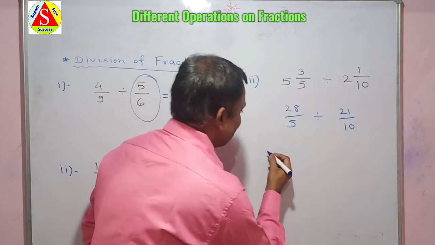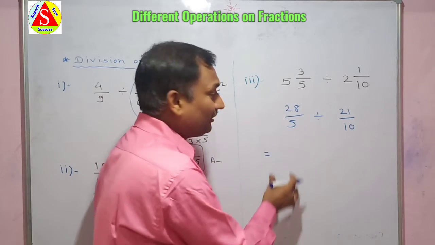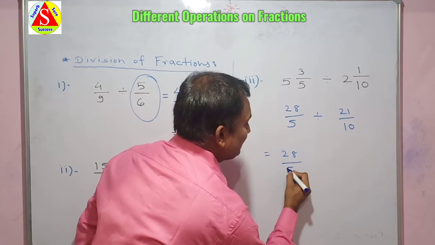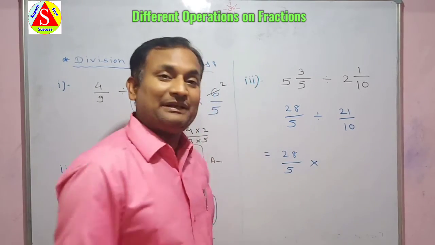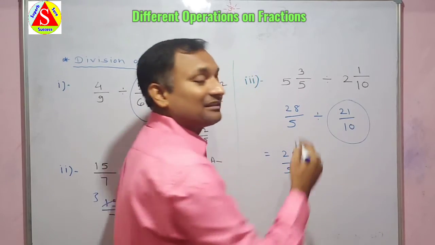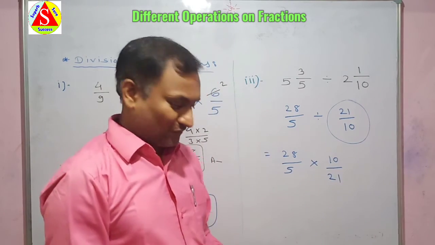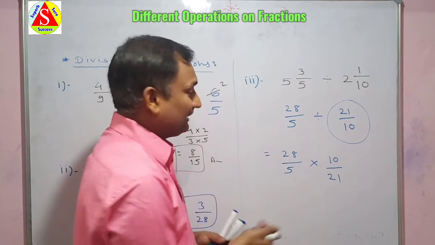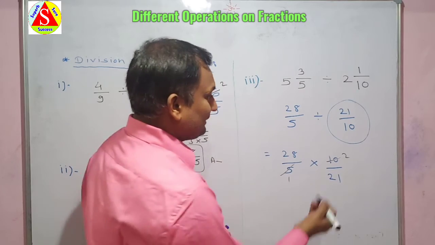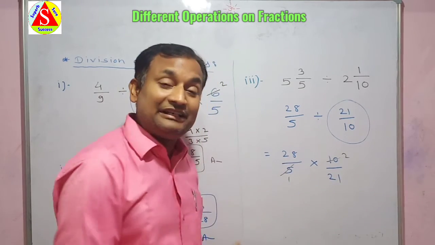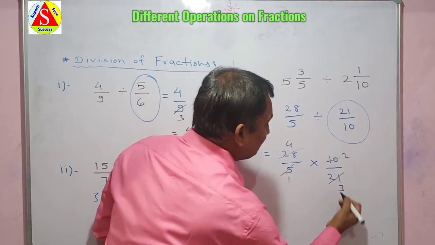Now we can simplify or find the division of both terms. First of all, you rewrite the first term as it is, and convert this division sign into multiplication sign and find the reciprocal of the second term. So here we will have 10/21. Now we can cut, we can reduce it. So we can cut 5 1s are 5 and 5 2s are 10. Similarly, we can cut 28 and 21 by a common factor, that is 7. So 7 4s are 28 and 7 3s are 21.